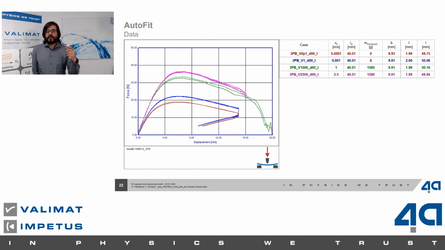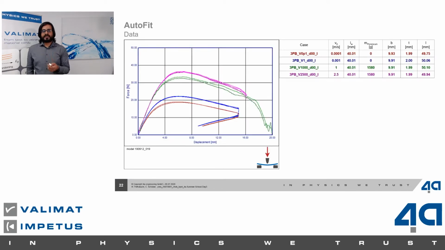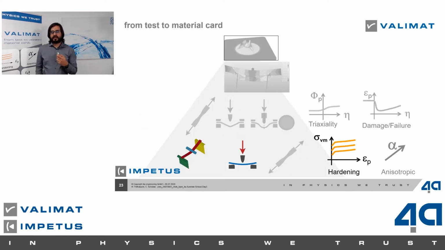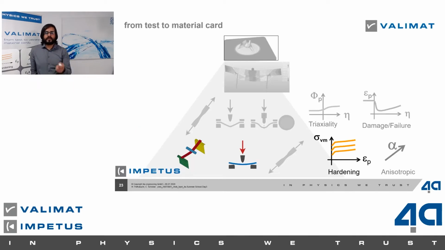Okay, so now we have our test data, as I've shown before, conducted at different velocities. And basically now we would want to get from here to a material card. As I mentioned before, we want to get from the test data to a material card. And how we're going to do this is by using our 3-point bending data as our basis for our optimization, as it's shown here with the pyramid. So we use the 3-point bending test data to get to our material card.